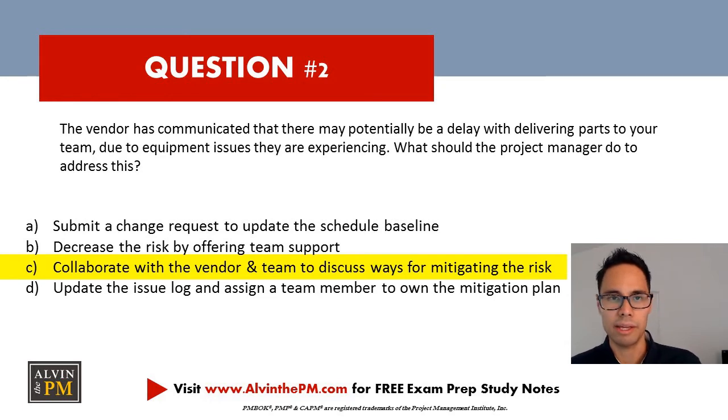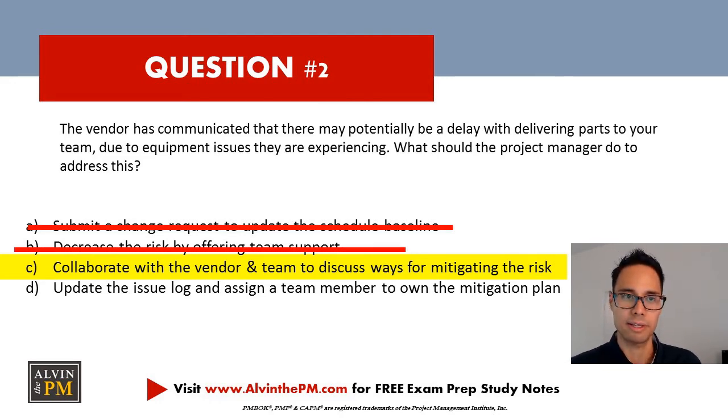For choice A, you do not want to immediately update your schedule baseline, since it is only known at this time that this is a risk. The vendor has communicated that there may be potentially a schedule delay. The risk has not come to fruition, and it's not yet an issue. So again, choice A is completely incorrect. For choice B, how does offering team support address and mitigate the risk of schedule delays? There is a better answer choice than choice B.